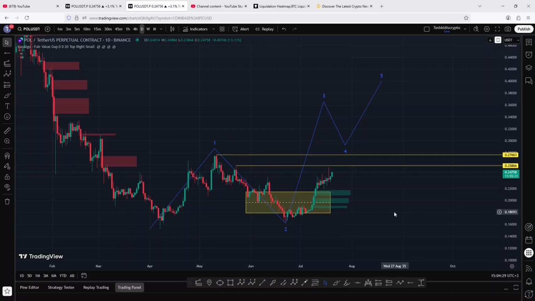Polygon Matic continues to see higher prices after we continued to hold within our Fibonacci support box between the 0.21457 and the 0.17889. And here on the daily chart, I'm now observing a break above a key area of resistance above the 0.25866 and the 0.27663 before we can continue pushing higher back above the 0.36 mark in the next coming days.